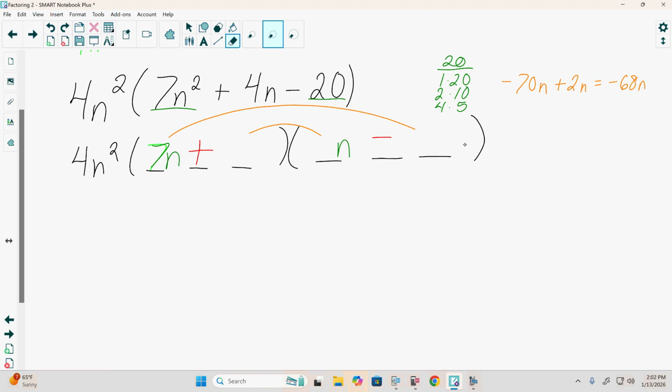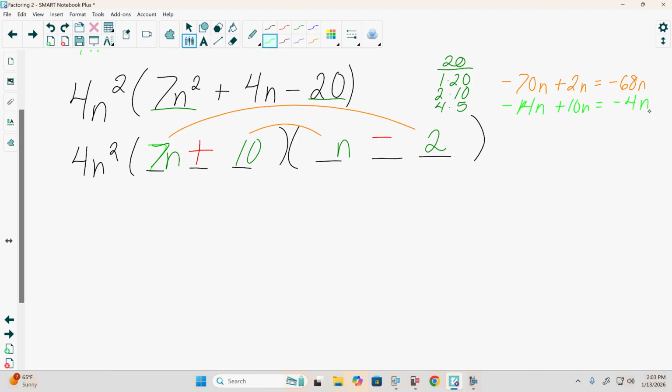Now we can switch the 2 and 10. Seven times negative 2. 7n times negative 2 would be negative 14n. 10 times n would be positive 10n. Negative 14n plus 10n would be negative 4n.